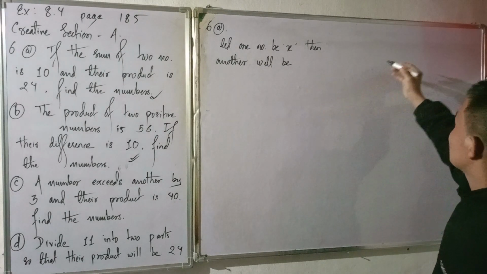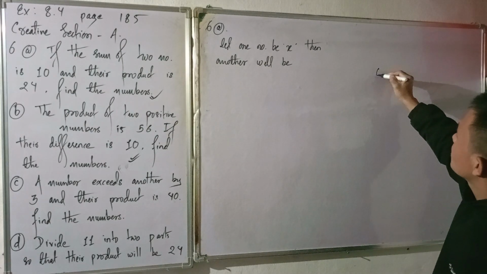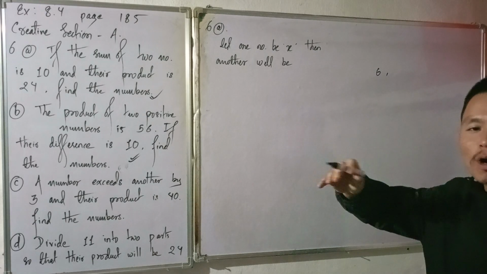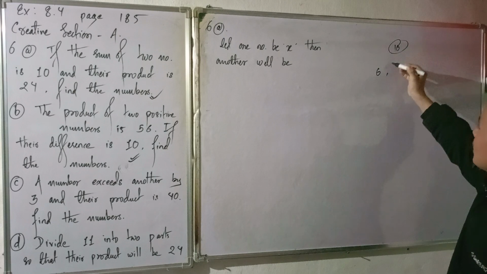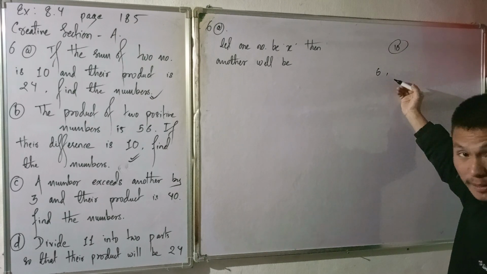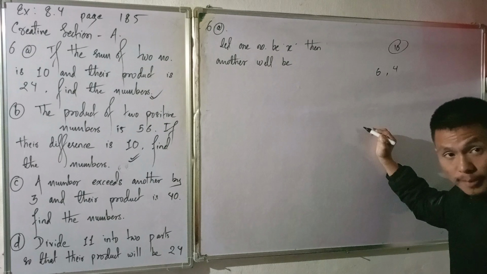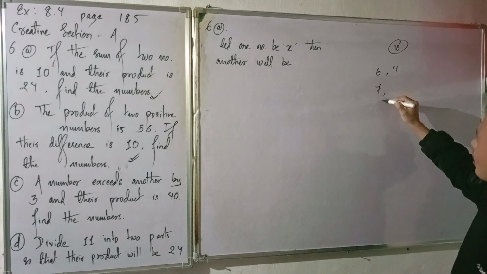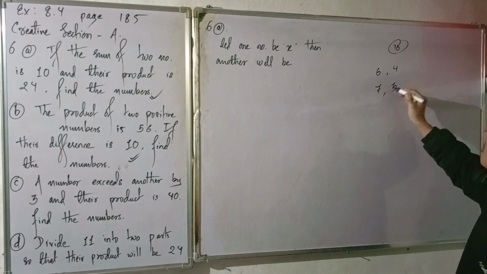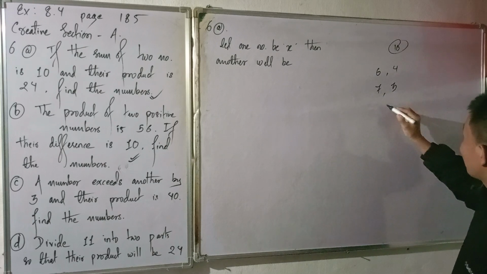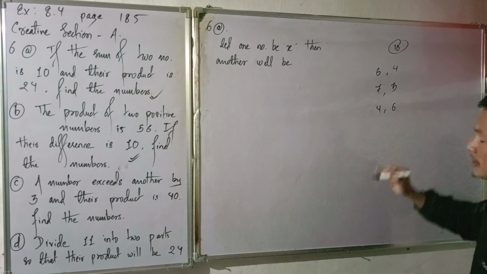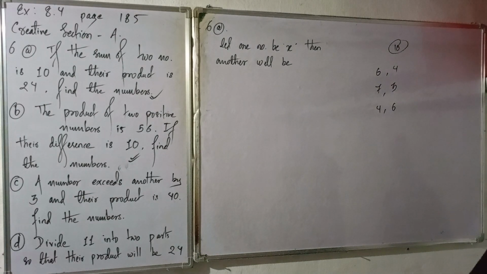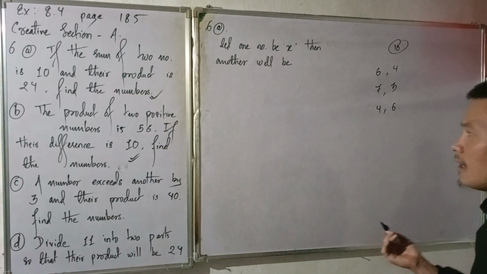So the sum of two numbers is 10. Suppose if one number is 6, now it is easy to guess what will be the another number. If the sum of two numbers is 10, and one number is 6, then another must be 4, because 6 plus 4 is 10. Now if you suppose one number is 7, another must be 3, because 7 plus 3 is 10. Same like that, if one number is for example 4, then another must be 6. So now how do you interpret this type of supposition?